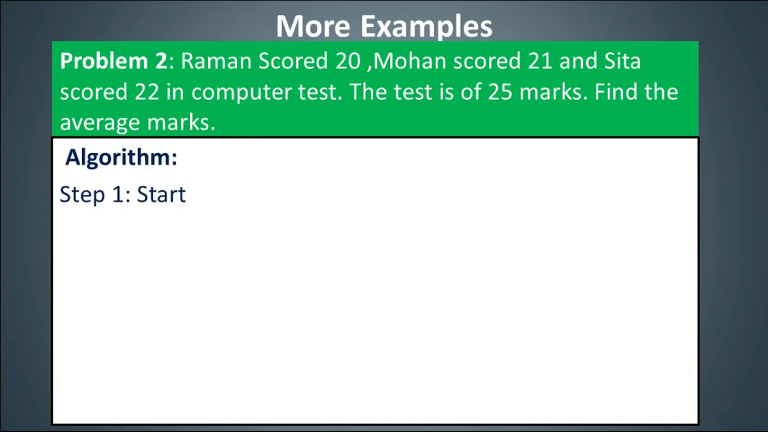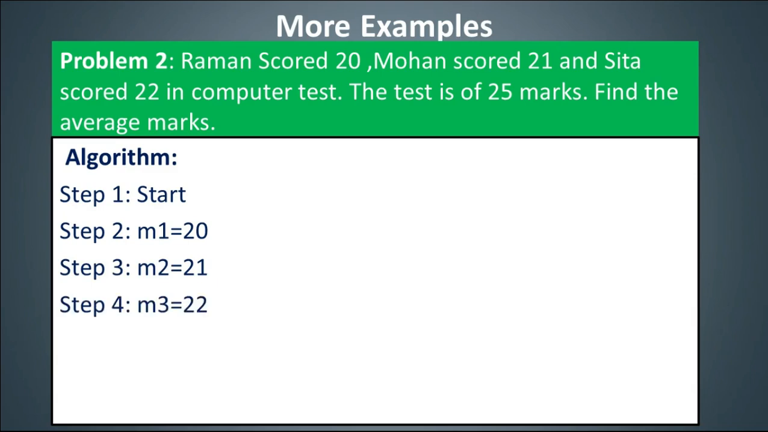The beginning, and then storing the given values. We are using a variable name like M1. M for marks, 1 for Raman, that is 20. There is M2 for marks of Mohan and M3 for marks of Sita. Clear? This way you can be using your variable names, simple and smaller names. Clear?